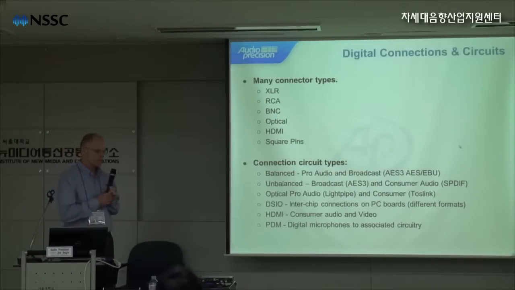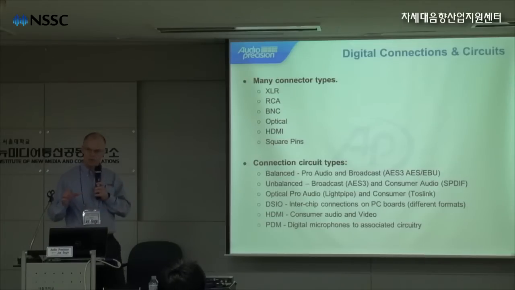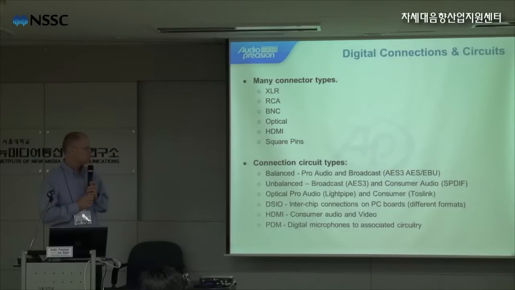Okay, so there are many connector types. We have XLR. These are the 3-pin connectors that are often used in analog audio. The RCA type, BNC, optical, HDMI, and square pins. The square pins would be when you're working at the board component level and you have to plug these little connectors directly onto pins on the circuit board.